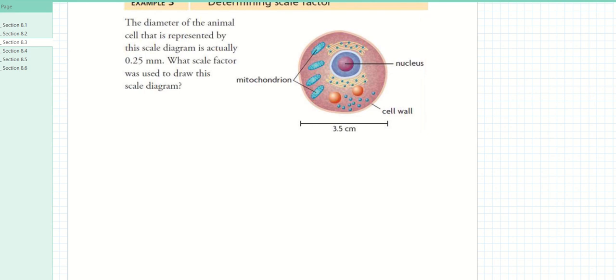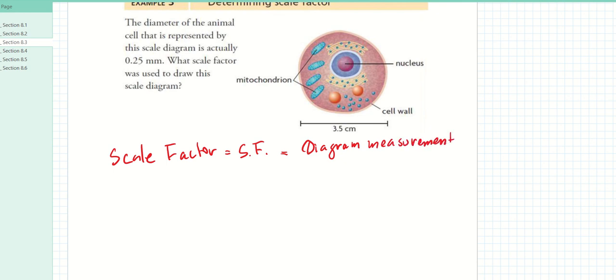So the scale factor, to define scale factor as a ratio. Now I think the textbook uses just one letter for this, but you can use two letters if you want. You can say SF for scale factor or just S. This is going to equal the diagram measurement, or photo, whatever you have. In this case, we have a diagram. So it's going to be diagram over the actual measurement.